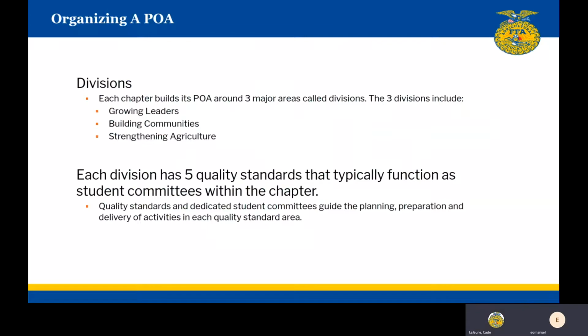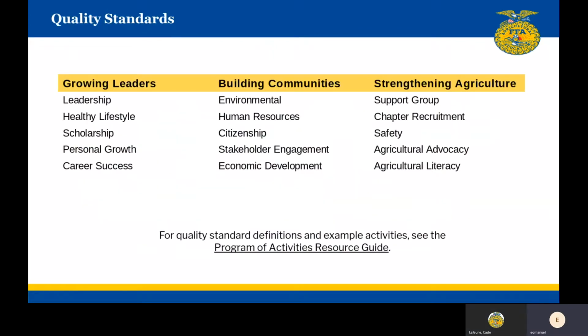So there are 3 major divisions. Those are growing leaders, building community, and strengthening agriculture. With each division, there are 5 quality standards. And so these could be committees that your students have, or just the way that you break down your plan for the year. And so it helps a lot with your planning and preparation to make sure it's really well balanced. These are the quality standards that are put out by National FFA.